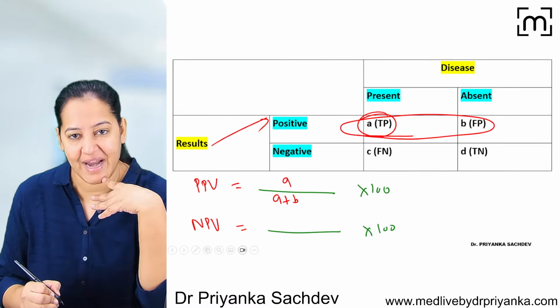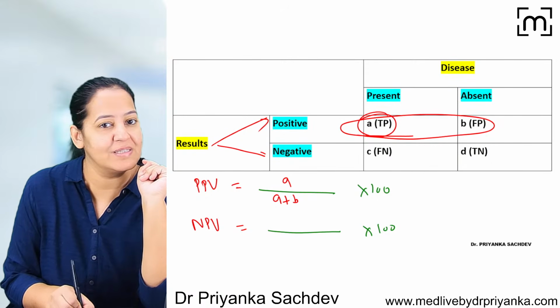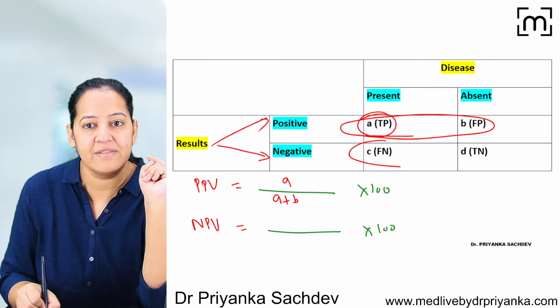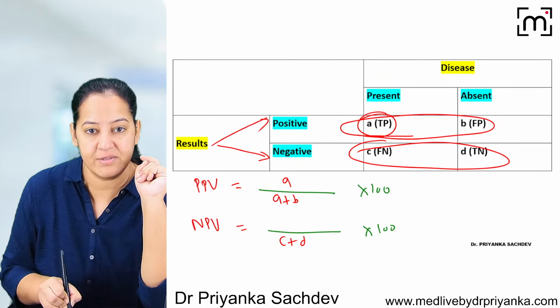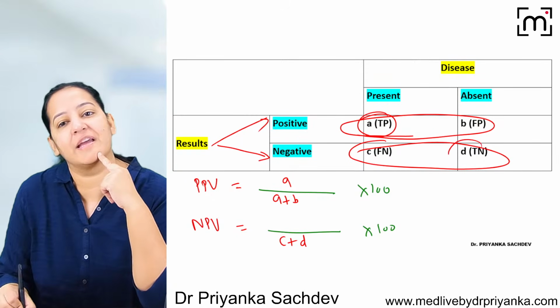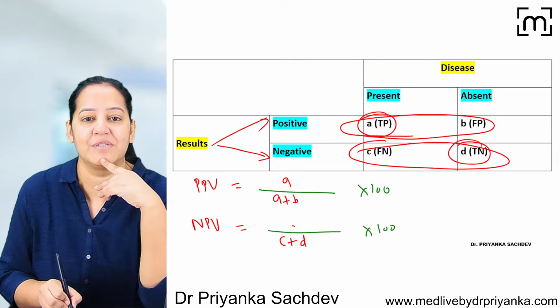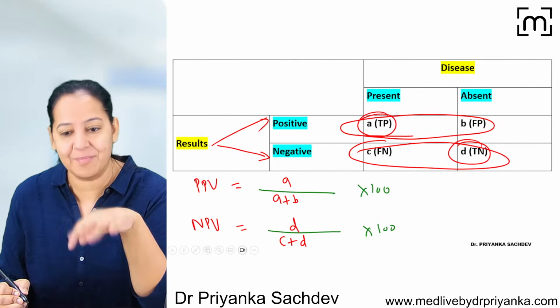You are getting the difference. And in how many of them is the test result negative? The test result is negative in C plus D. But actually, the disease is absent only in D. So D upon C plus D. That is negative predictive value.